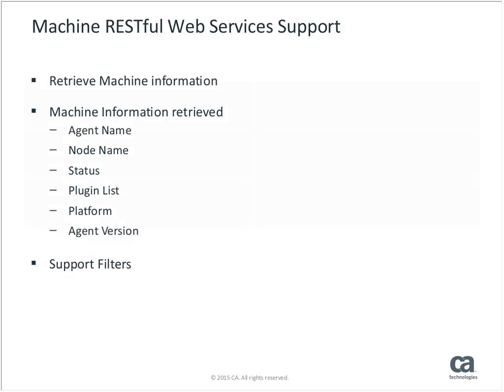So, machine RESTful web services. We introduced this in SP2. Now you can extract machine-related information such as the agent name, node name, the information which is listed here, plugin list, platform, heartbeat, attempt, and frequency. So all this information you can get, and that information is related to the machine.